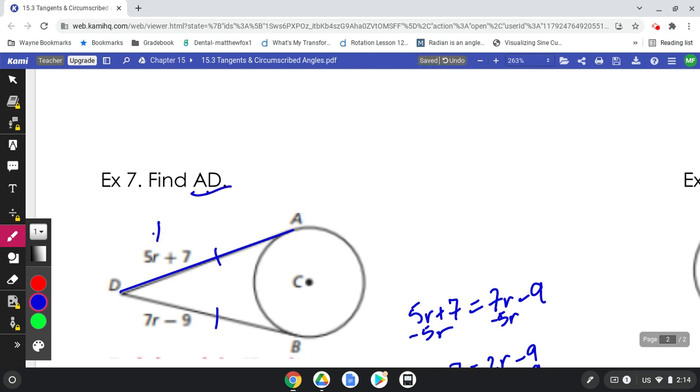So two options, either plug it in right here, or we know these are congruent, so you could plug it in right there. I'll plug it in the top. 5 times 8 is 40, plus 7, 47 would be my answer.